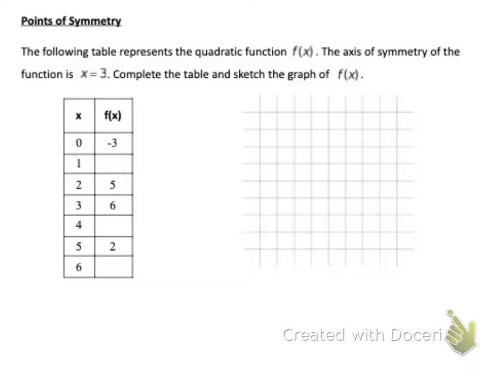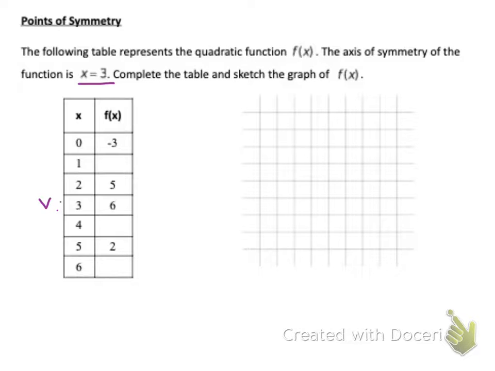So last thing that we're going to talk about are just some quick key concepts that are important for quadratics. It says the following table represents the quadratic function f of x, and it says the axis of symmetry of the function is at x equals 3. So we know that the axis of symmetry goes through the vertex of the picture. So I'm going to label that my vertex is at 3, 6.